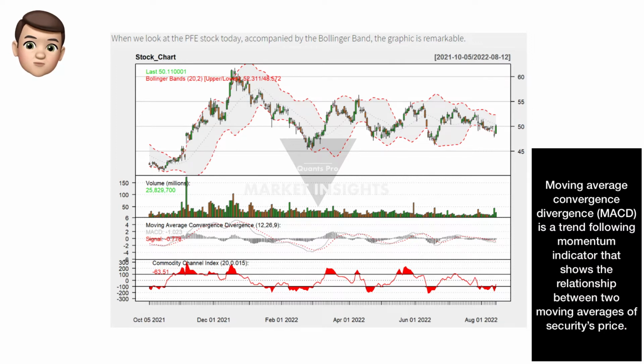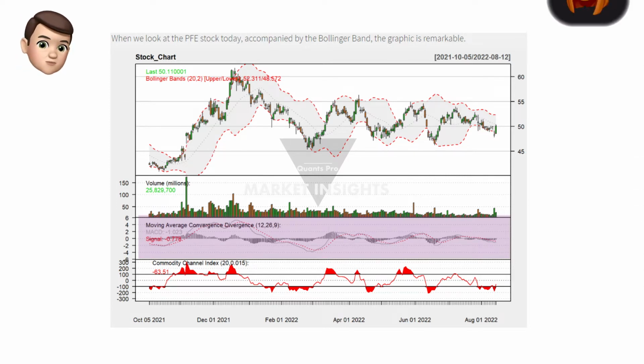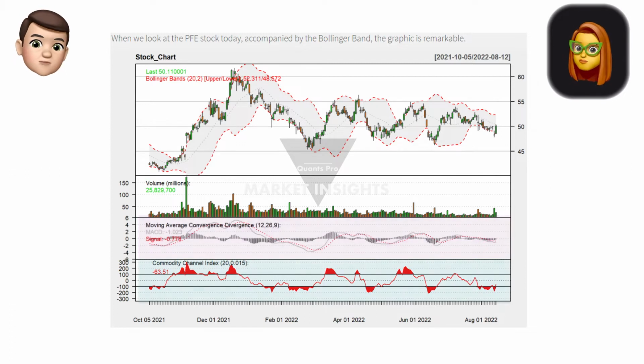Let's examine our other parameter. The moving average convergence divergence curve integrated into the chart remained within the threshold ranges. This indicates that the share price is not overly low yet. Finally, let's examine the commodity channel index oscillator embedded in the graph at the bottom. This indicator gives information about the deviation levels from the price trend.